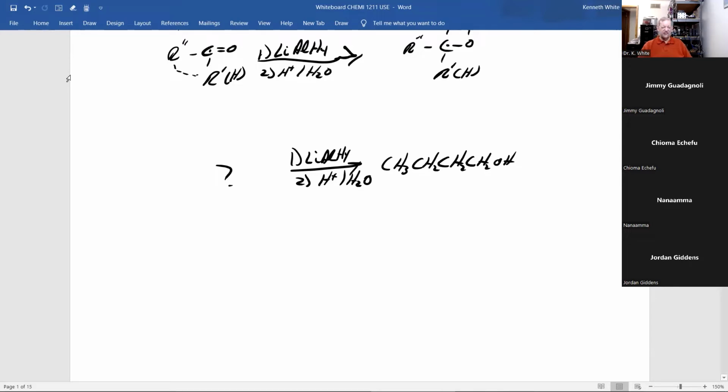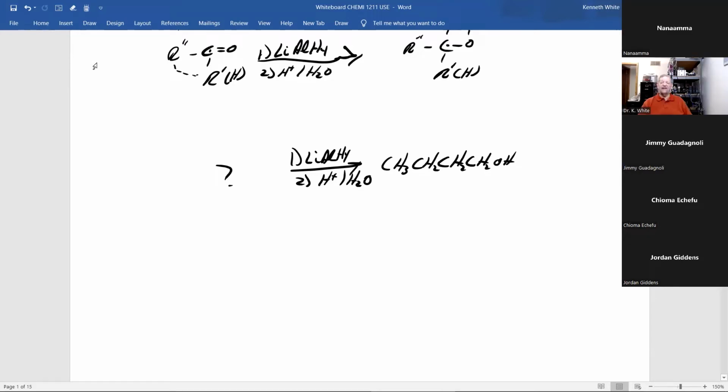And the question is, what do you react with lithium aluminum hydride? I'll get to you in a second now. And second step, acid and water to make this compound.